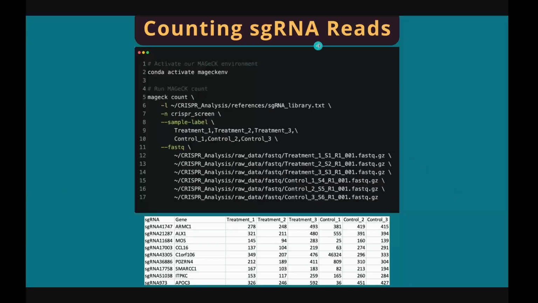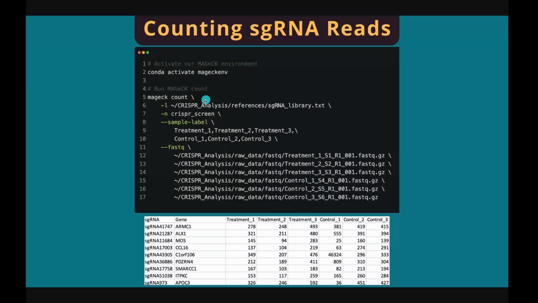Now let's count our sgRNA reads. In our MAGeCK environment, call mageck count. -l to specify the sgRNA library text file, -n to give a name of your run, --sample-label to label your samples, and specify your FASTQ files. Note, the order of the sample labels must match the ones for the FASTQ files over here.